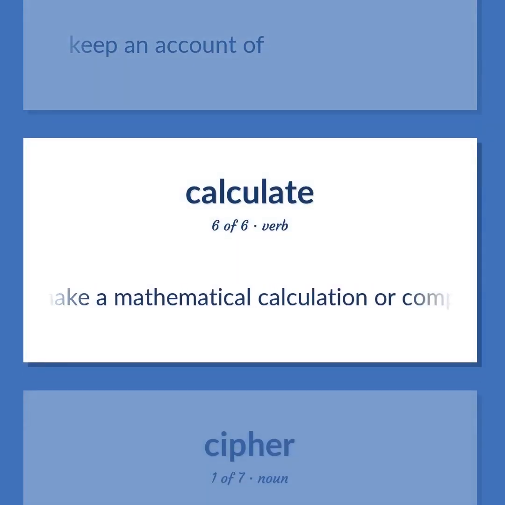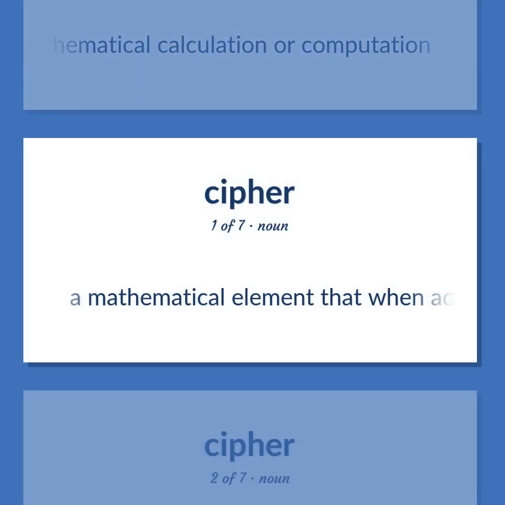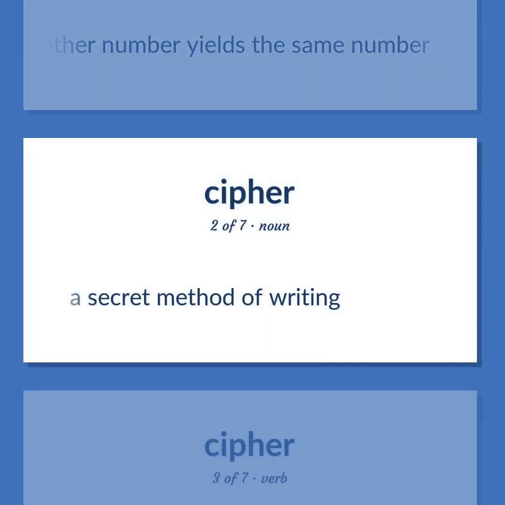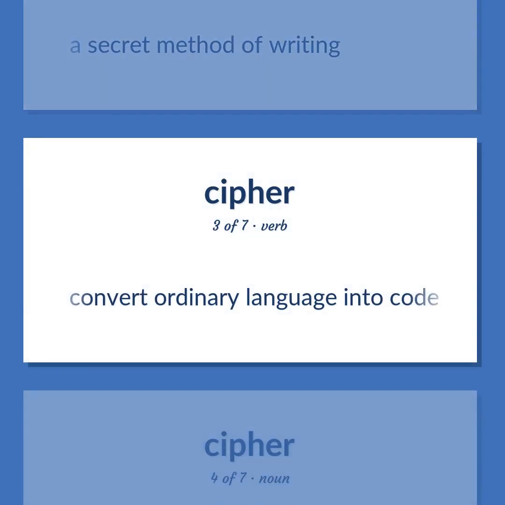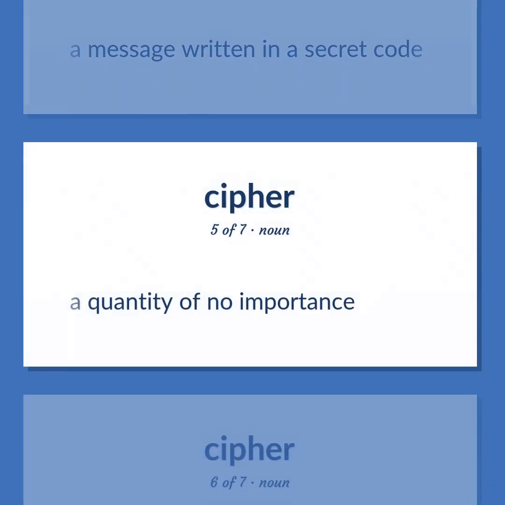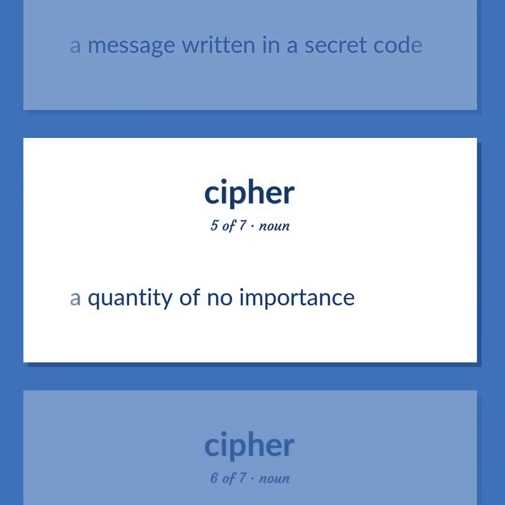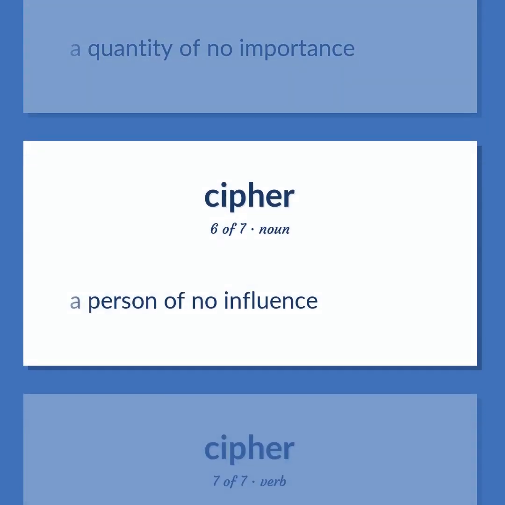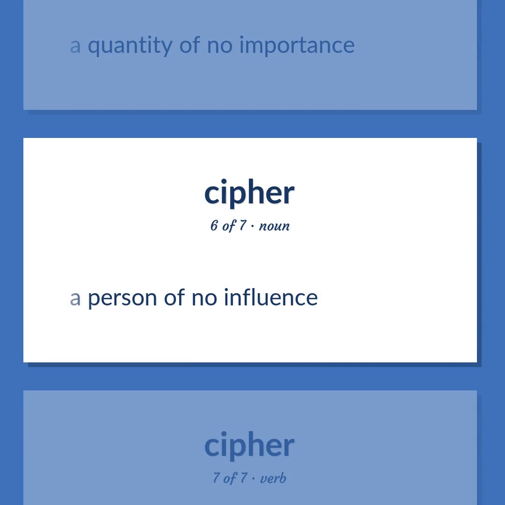Make a mathematical calculation or computation. A mathematical element that when added to another number yields the same number. A secret method of writing. Convert ordinary language into code. A message written in a secret code. A quantity of no importance. A person of no influence.